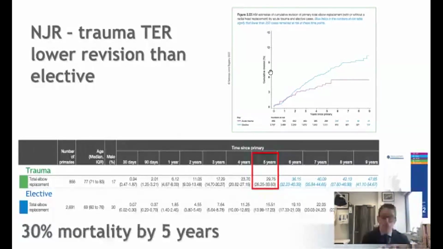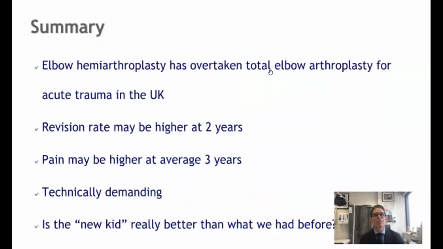And we should be mindful of the 30% mortality rate at 5 years following an elbow replacement for trauma. So this is an injury that's typically sustained in patients nearing the end of life. And the long-term survival of an elbow replacement may be less of a concern in this group. Again, it's just another factor to weigh up in our considerations.